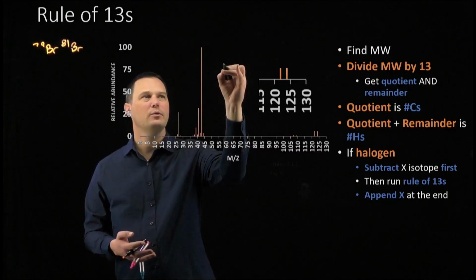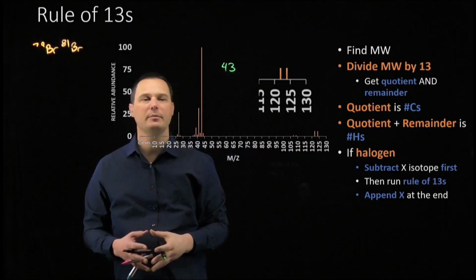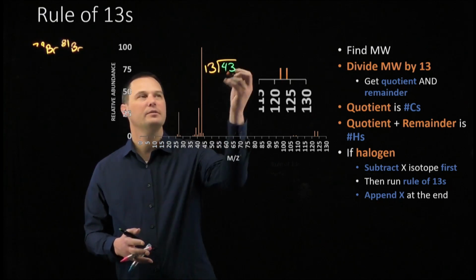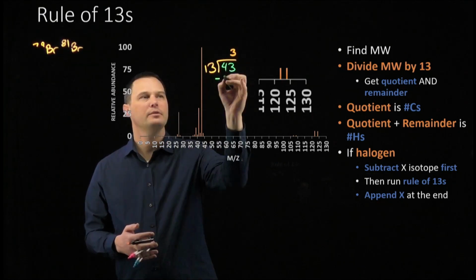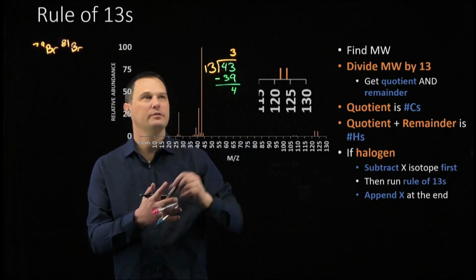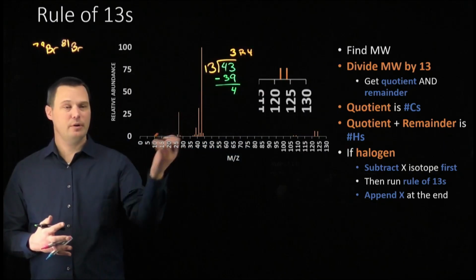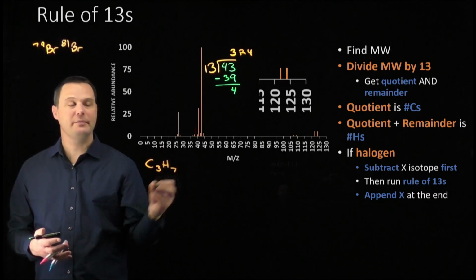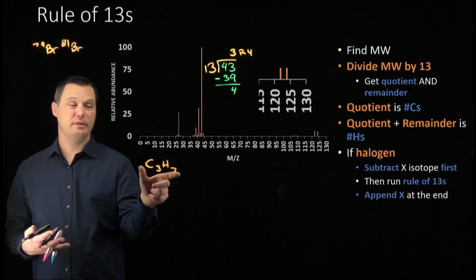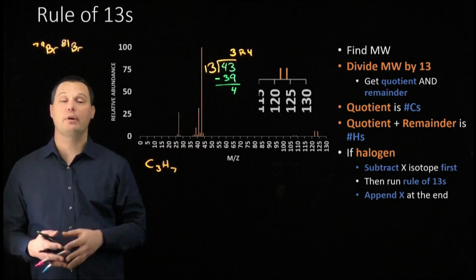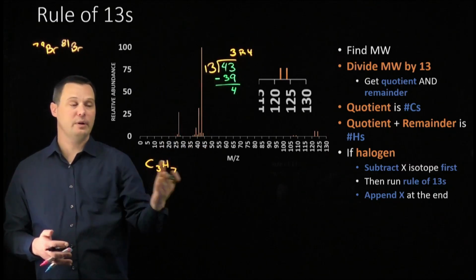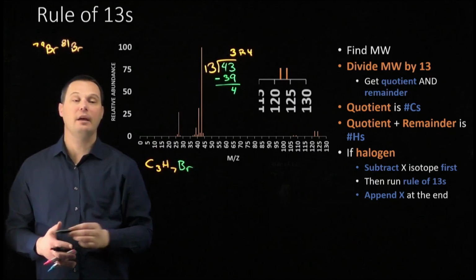So 124 minus 81 is 43 AMUs, and then we can run the rule of 13s on this new atomic mass without the halogen. 13 goes into 43 3 times. 13 times 3 is 39, which gives us 3, remainder 4. So from the rule of 13s, we get a plausible molecular formula of C3H7, but that's not really the molecular formula. This only adds up to 43, and that's not what our M peak shows. So once we run the rule of 13s on the molecular mass without the halogen, we can add the halogen right back in on the end without missing a beat.